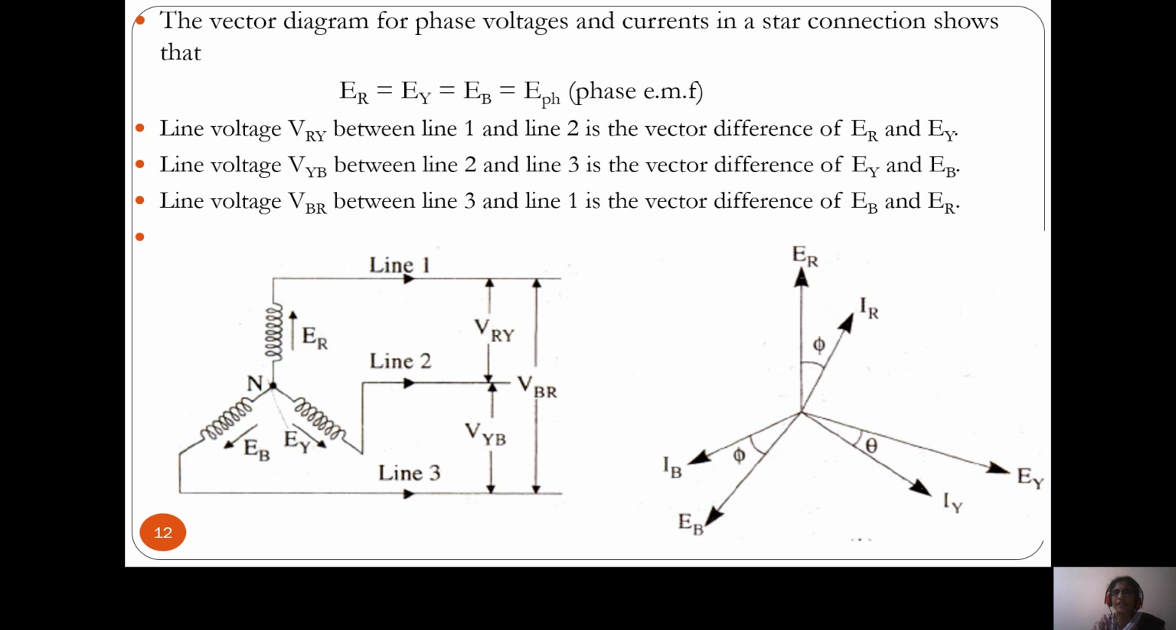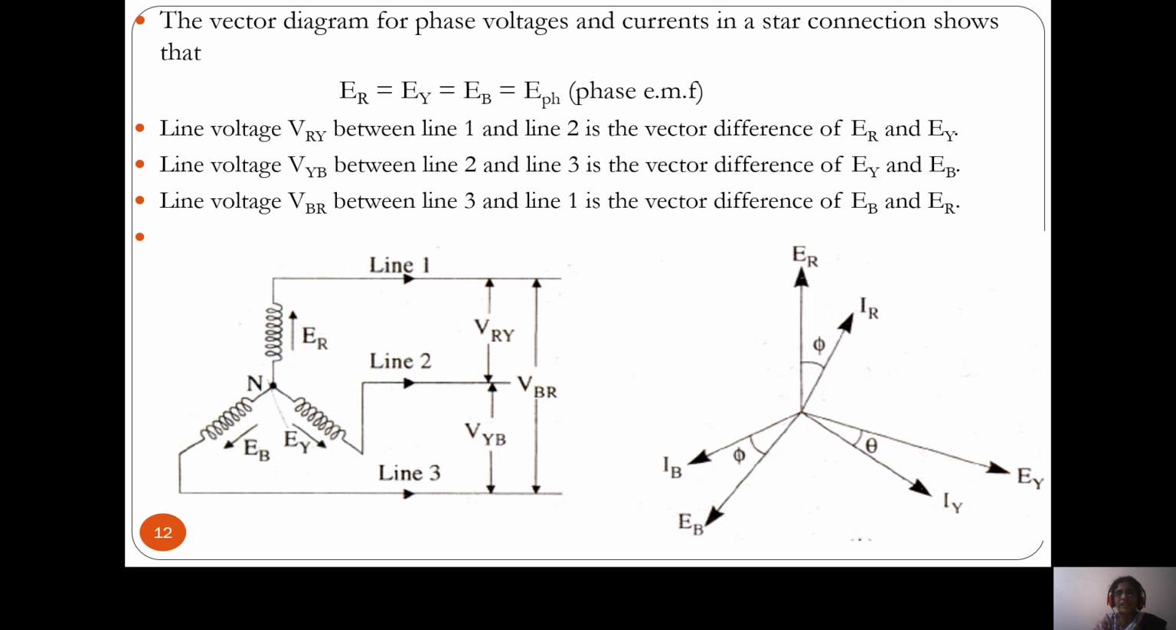The vector diagram for phase voltage and current in a star connection is as shown in the figure. Here ER is equal to EY is equal to EB, that is equal to the phase EMF. The voltage induced in the winding is nothing but the phase voltage. So ER, EY and EB are the phase voltages.